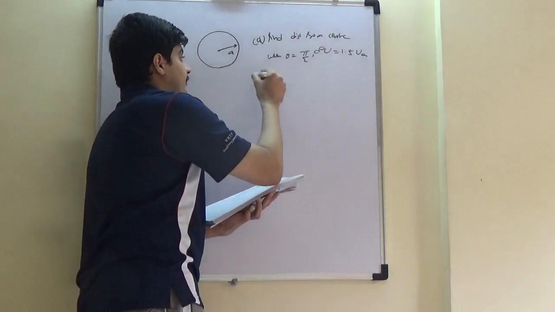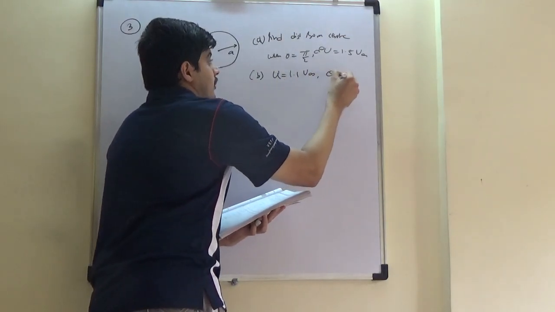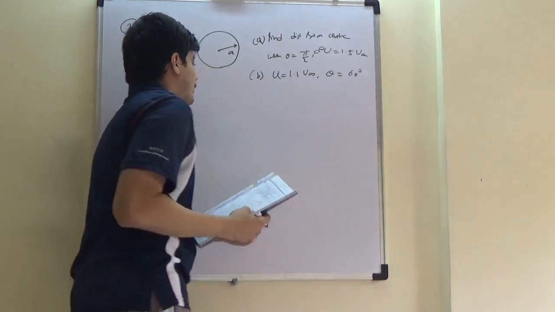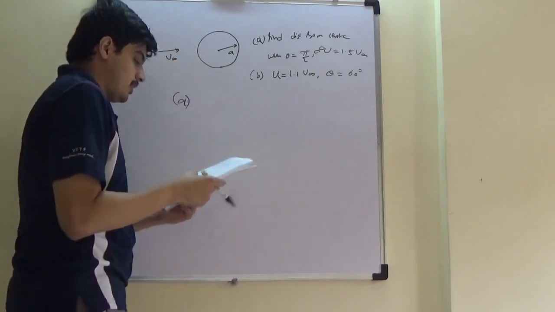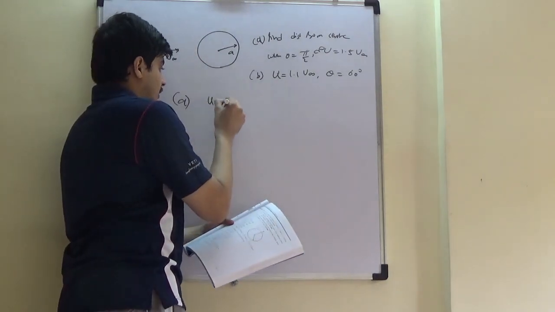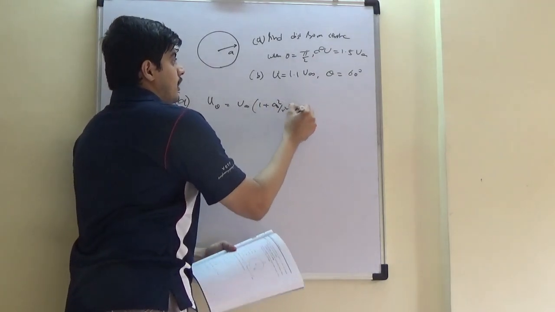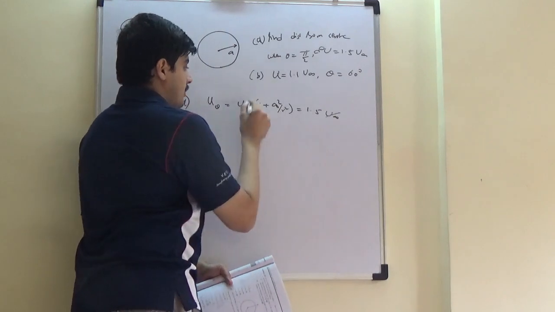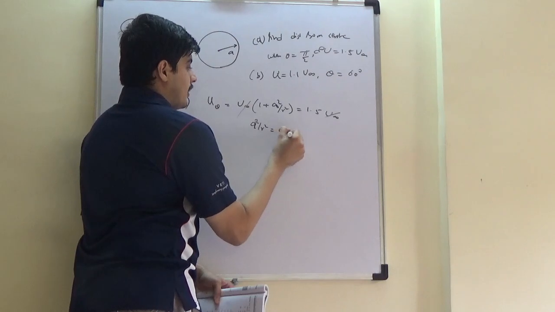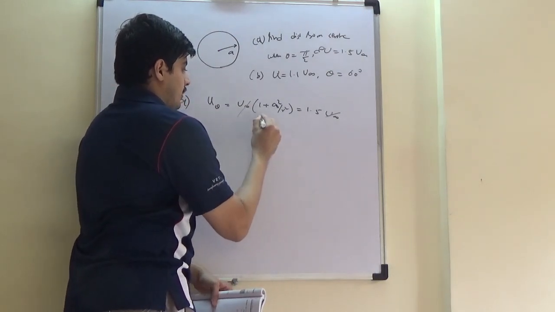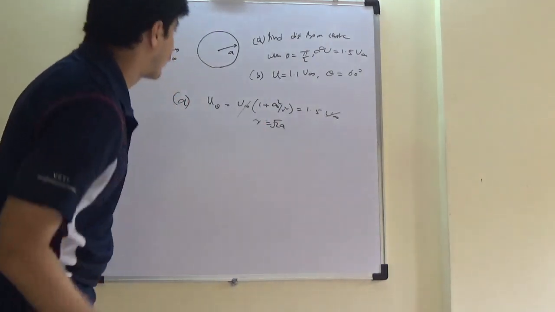And second, u is 1.1 times u infinity, theta is 60 degrees. I think the first question should be straightforward. At 90 degrees we know ur is 0. What is u theta? The u theta component is u infinity times 1 plus a square upon r square, which is 1.5 times u infinity. So a square upon r square is 0.5, or r square is 2a square, r is root 2a. First answer straightforward, a scoring question.